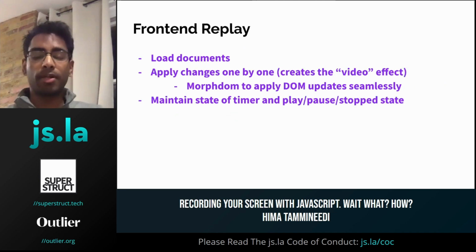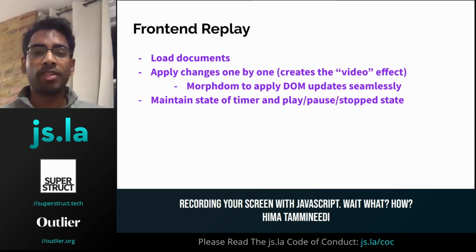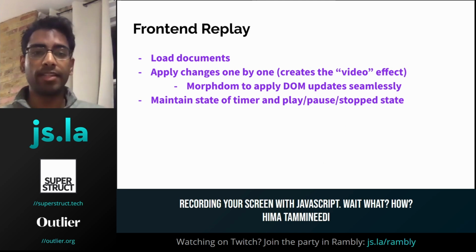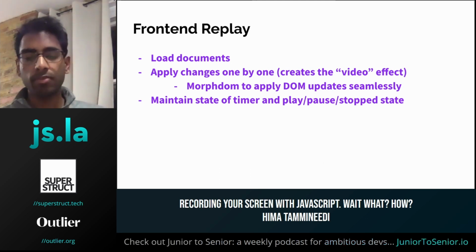Okay, and then the third part that I mentioned is the front-end replayability. On the front end, whenever you go to these links that are generated, the first thing that happens is that we retrieve the documents and all the changes from the backend for this unique ID. And then we have some logic that applies the changes one by one. So we load the first document, we apply all the changes, and this application of the changes per timestamp is what creates the video effect.